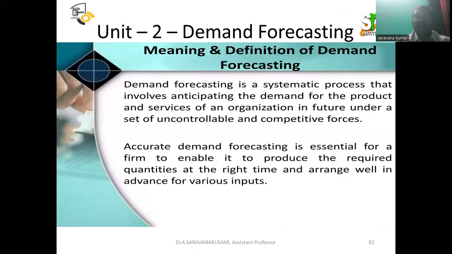So next we are going to discuss a very important topic, demand forecasting. What is the meaning and definition of demand forecasting? Demand forecasting is a systematic process. It involves anticipating the demand for the product or services of an organization in the future. It means demand forecasting is nothing but prediction. You are going to create the demand for a particular product under a set of uncontrollable and competitive forces. Accurate demand forecasting is essential for a firm to enable it to produce required quantities at the right time and arrange well in advance for various inputs.